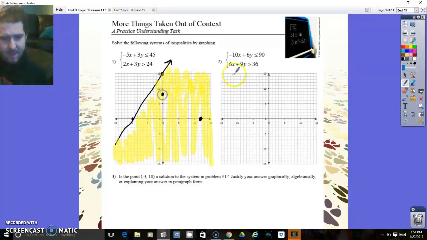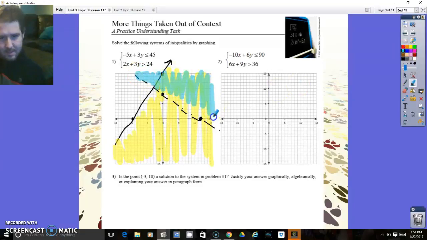A y-intercept of 8. This is going to be a dotted line because it's not "or equal to" when you look at the inequality. And it's going to be greater. The answer has to be greater than 24. So if the dotted line represents everything that is 24, things that are greater than 24 would be this.